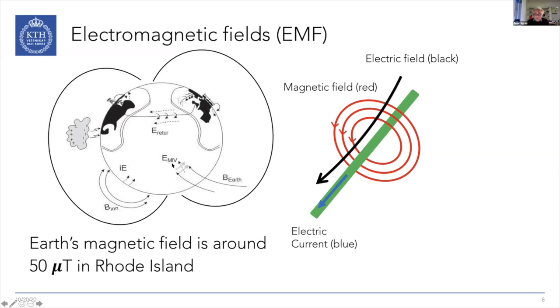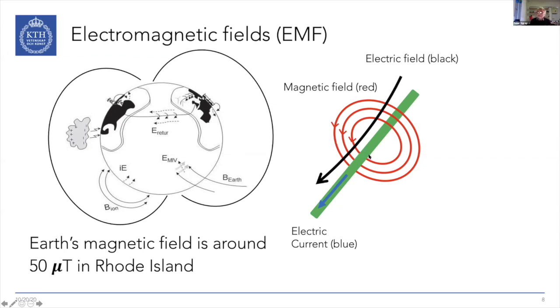But as we humans have now come into this game, so to say, we have introduced the power grid, which is a huge producer of electromagnetic fields. The railway system in Europe, at least, produces a lot of EMF. But also what I show here, the wind park, is a potential producer of electromagnetic fields.